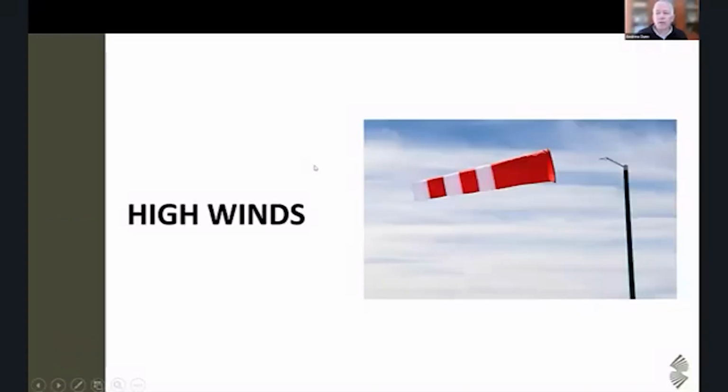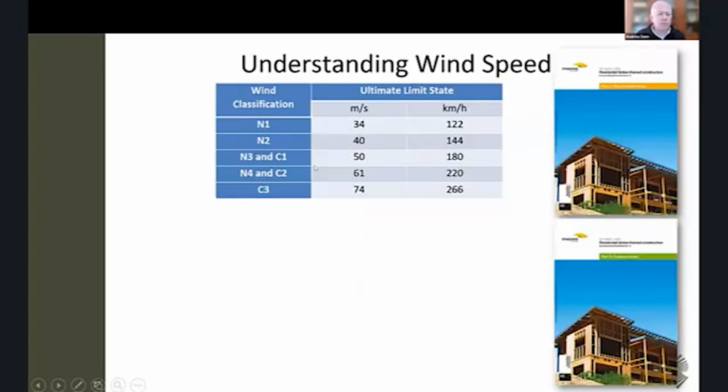So firstly, on the high winds, I want to talk about wind loads on houses. People get a little bit confused. So let's get onto an even playing field and understand a few things. We report in our design standards, 1684 and N1, N2s and C1s and C2s and things like that, and they relate to ultimate limit state wind speeds in meters per second.